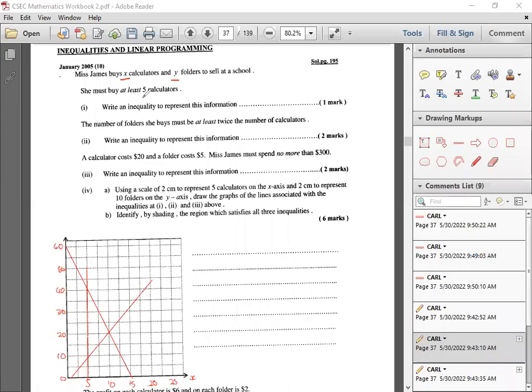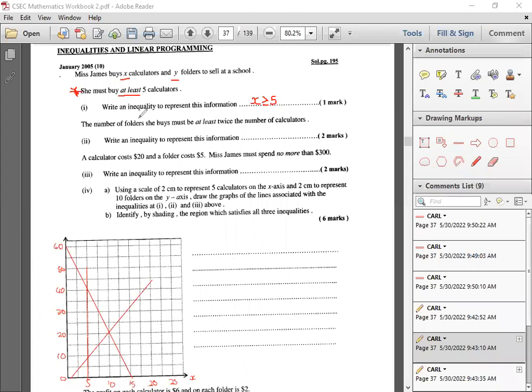So, this is what "at least" means. At least means greater than or equal to. We'll have x being greater than or equal to 5. So this is our first constraint: x is greater than or equal to 5.